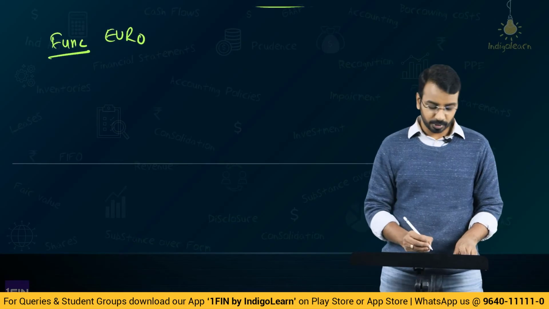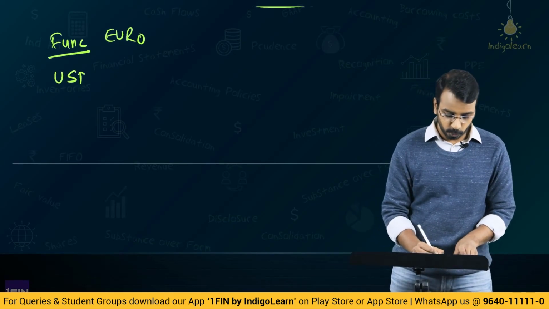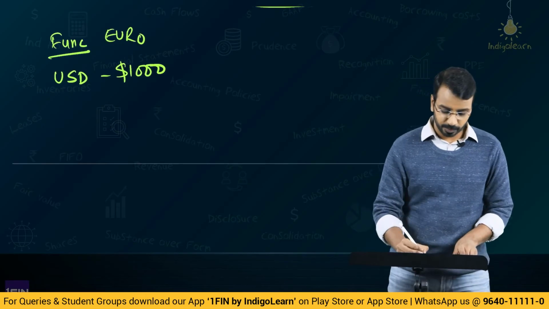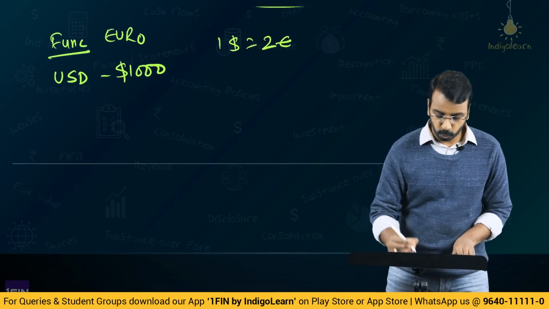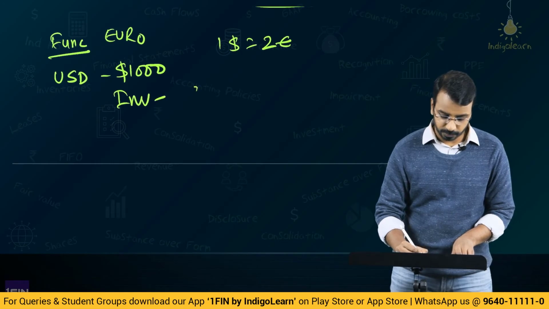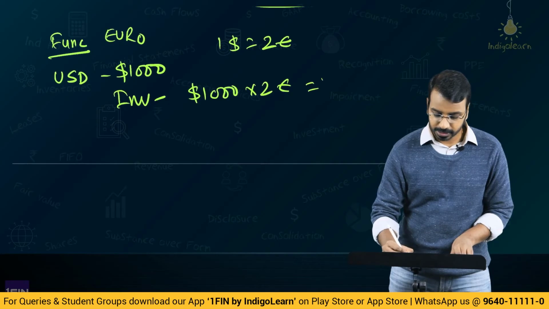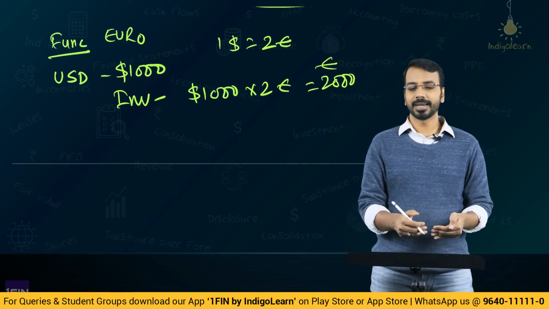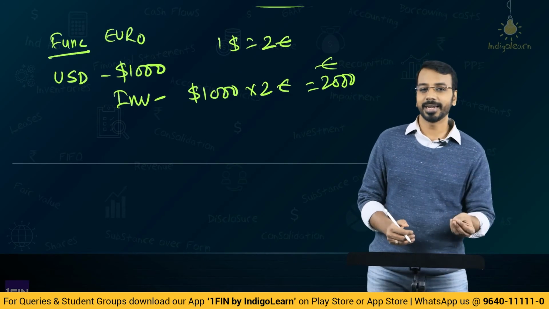Functional currency is Euro. Okay. Now, this transaction is in USD $1,000. Now, say for example, $1 is equal to 2 euro. Then, the cost of this inventory for our accounting purpose will be $1,000 multiplied by 2 euros, that is 2,000 euros.